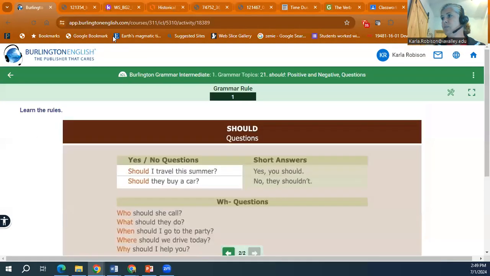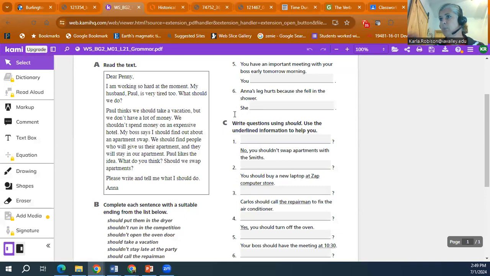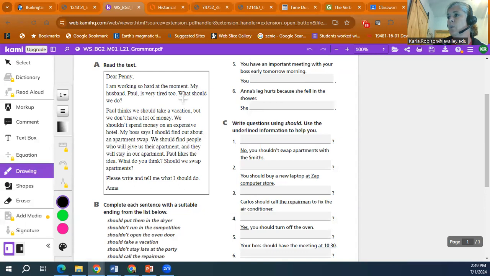So we'll go to this worksheet. We're going to kind of practice it. And I pulled it into my Kami, so I can draw on it and show you too, all right? So if we're going to read this text and we're looking for our shoulds, okay? So dear Penny, I am working so hard at the moment. My husband, Paul, is very tired too. What should we do? Okay, so again, here's your should. What should we do?